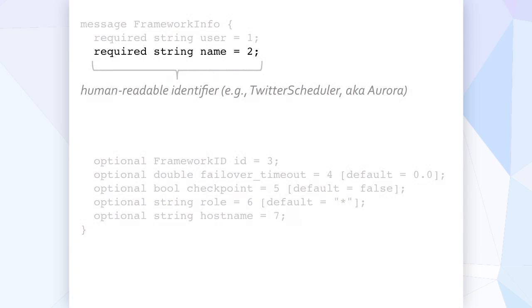The name is the human readable identifier. So in the example, is it Twitter Scheduler or Aurora? It's still sort of Twitter Scheduler, right? Okay, so if you were to bring up Aurora and you were to go to the Mesos web UI, you would see that the name of the framework that was running is called Twitter Scheduler. This is the human readable identifier that we use on the web UI.